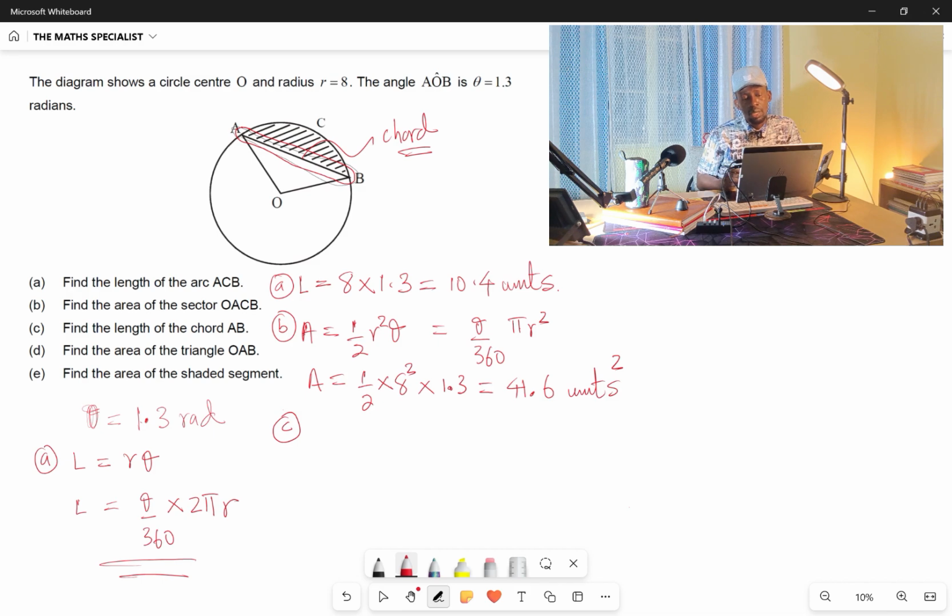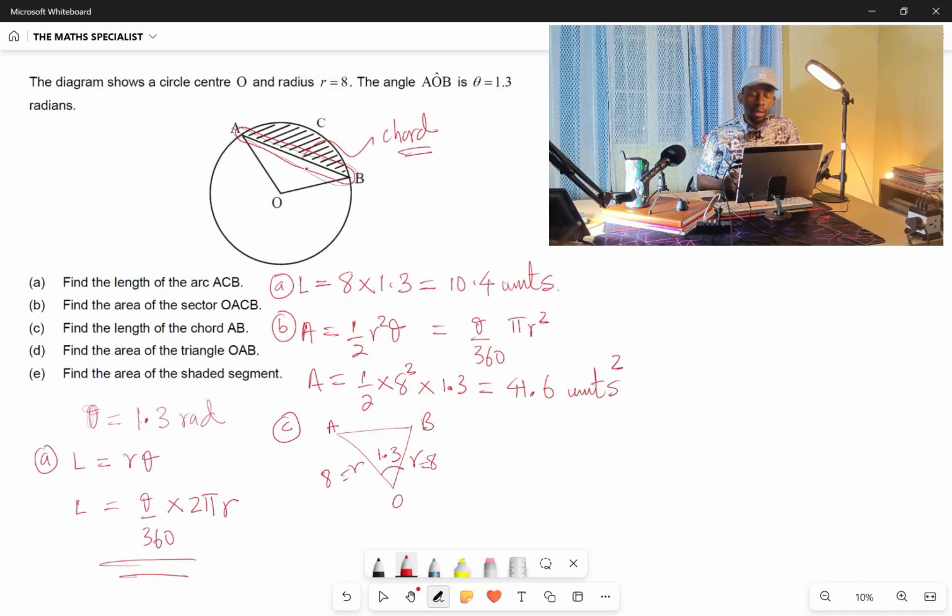Also, a diameter is a chord, but it is a special chord because it connects two points of the circle and passes through the center. So let's see the length of a chord. If we consider this triangle, this is a radius, this is a radius, this is O, this is A, and this is B. So we have 8 here and 8 here, and the angle O is 1.3.